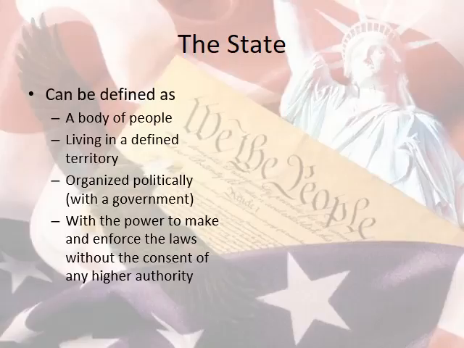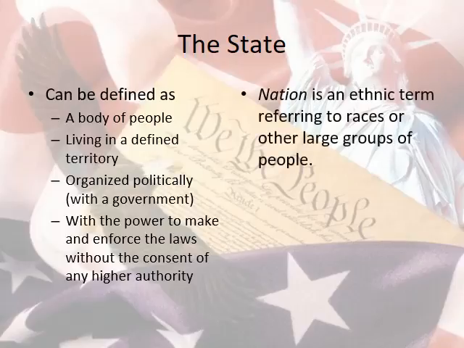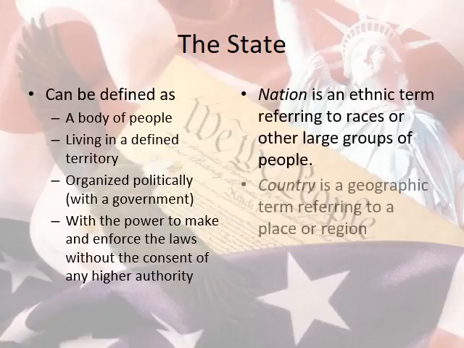So a state could be a country. A state could be a state. The idea of an independent city, like Athens, that didn't report to a higher government, is a state. All right? The term nation is an ethnic term, okay? Referring to races or other large groups of people. When you talk about the nation of America, you're talking about us as Americans. When you're talking about the state, you're referring to the individual governmental bodies. The term country is a geographic term.